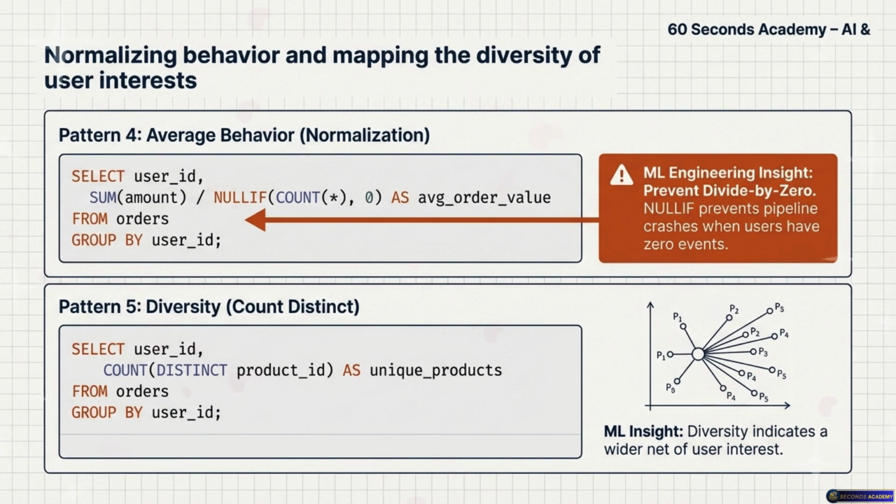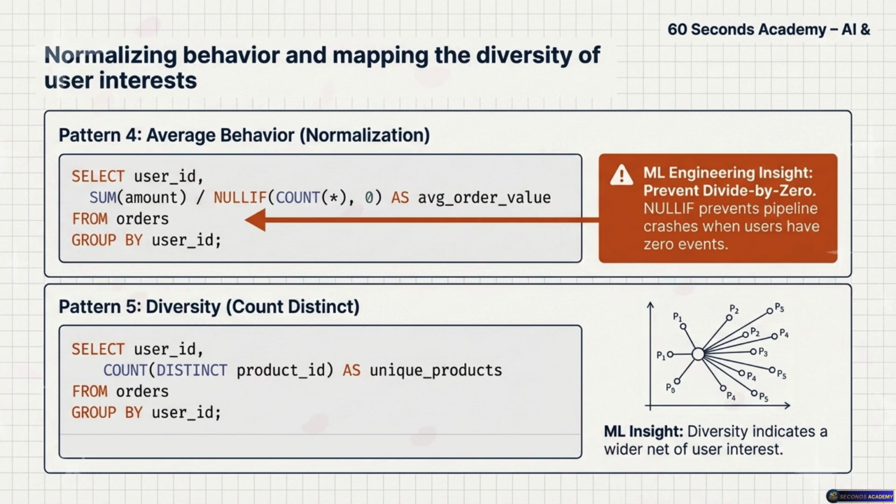Which introduces pattern 4, average behavior. Instead of just looking at total spending, we look at their average spend per interaction. The logic is basic. You take the SUM amount and divide it by the count star, total money divided by total purchases. But the playbook highlights a critical engineering trick here. If you're writing this in SQL, you don't just use a division symbol. You wrap the count in a function called NULLIF.